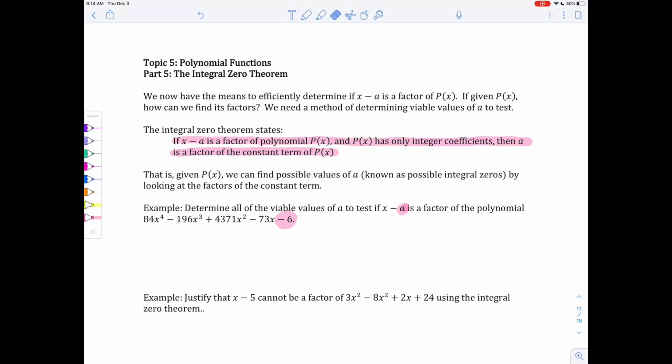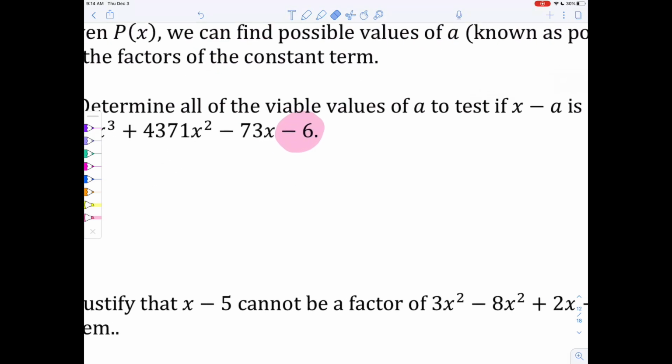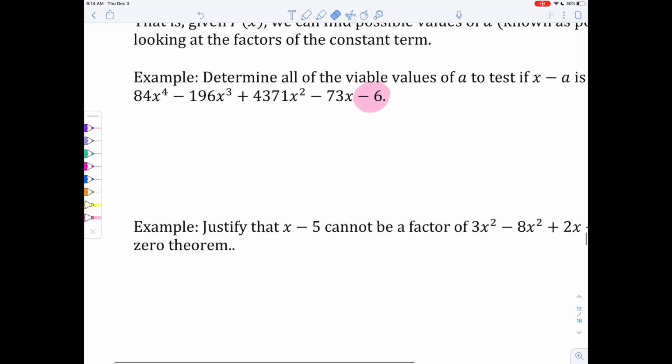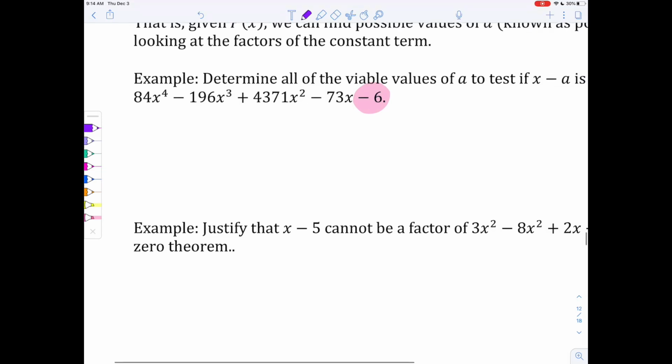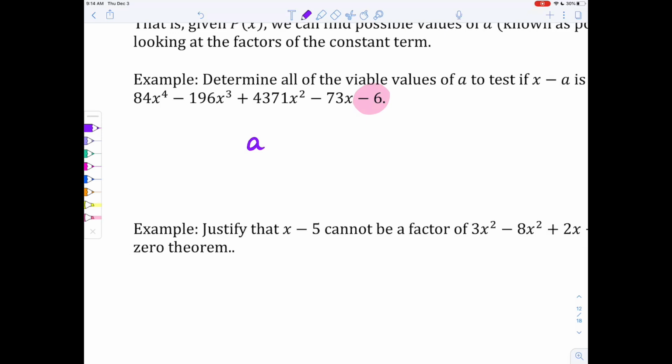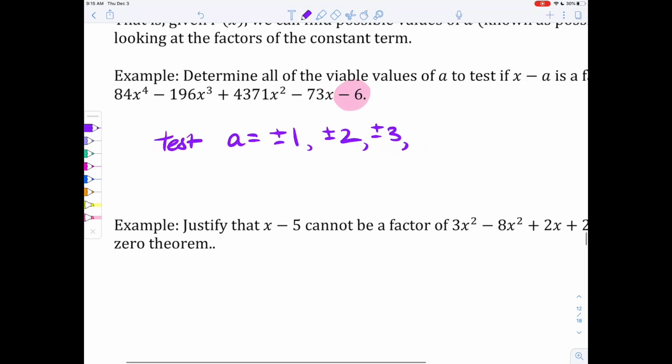So when we look at this negative 6, and we want the viable values of a, we want all integer factors of 6. So we could test if a could be positive or negative 1, because those both are integer factors of 6. The next factor of 6 would be 2. 3 is also a factor of 6. 4 is not. 5 is not, but 6 is.